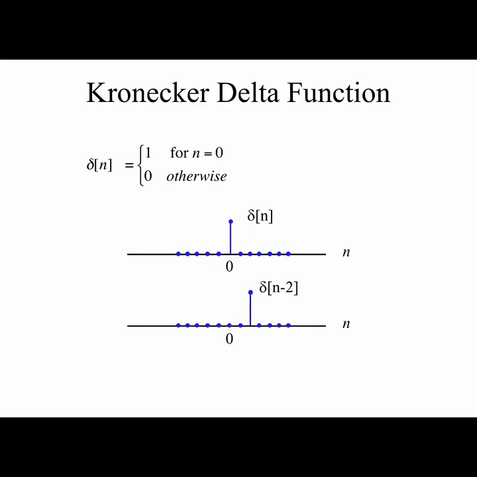So the other delta function that's really useful to know is what's called the Kronecker delta function. It's a really simple and nice function. It's defined as follows: delta of n equals 1 when n equals 0, and 0 otherwise. This is what delta of n looks like. And the important thing is to know what delta of n minus 2 looks like. It's just a shifted version, right? So delta of n is equal to 1 when its argument is 0. This argument goes to 0 when n minus 2 equals 0, or n equals 2. Okay, so that's good to know.